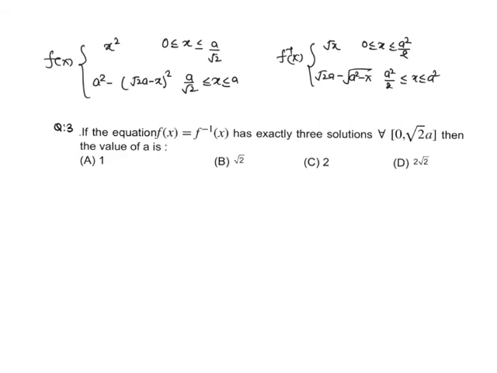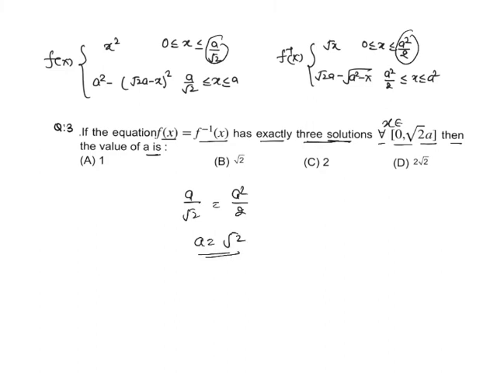Next problem is, if the equation fx equals to f inverse x has exactly 3 solutions for all x belonging to 0 to root 2a, then the value of a is. We want exactly 3 solutions, so that means a by root 2 and a square by 2 must be equal. So a by root 2 equals to a square by 2. If I simplify, we will get a equals to root 2. So B is the correct answer. If a equals to root 2, we will get 3 solutions for these two equations.